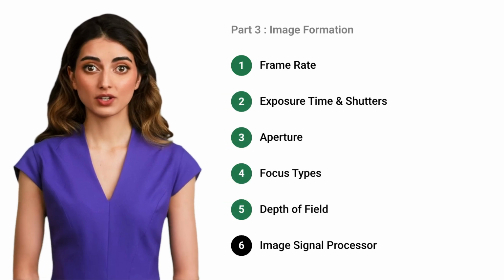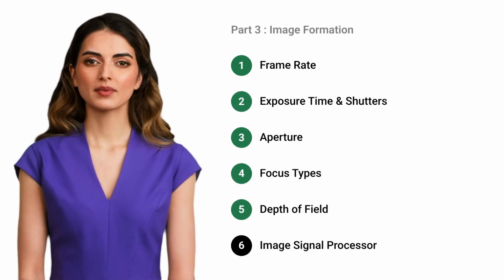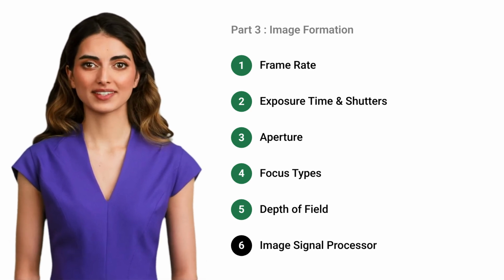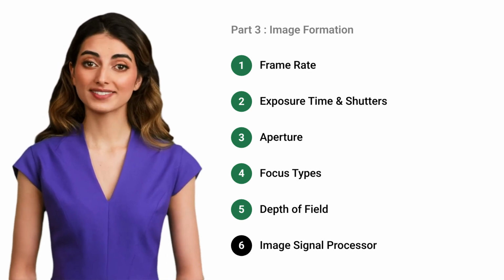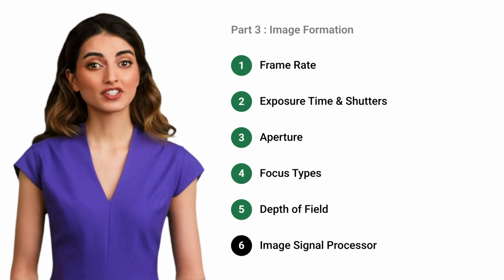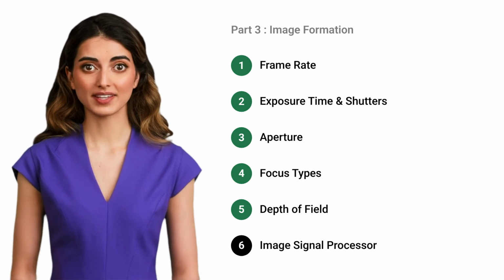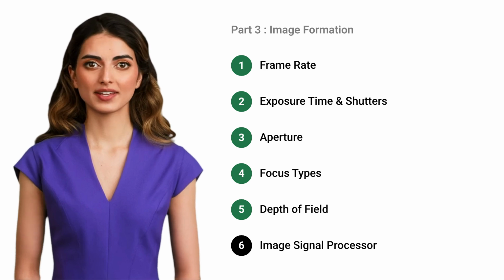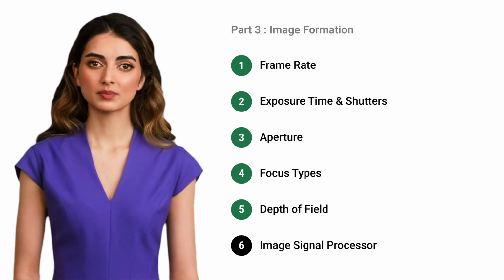Let's take one last look at our agenda. We have now completed depth of field and understood how much of a scene can remain acceptably sharp at the same time. Let us now move to the next topic, the Image Signal Processor, or ISP. We will see how the ISP converts raw sensor data into a clear, balanced, and usable image.